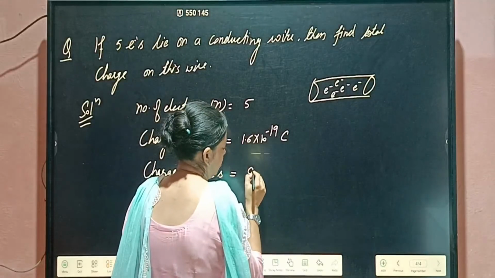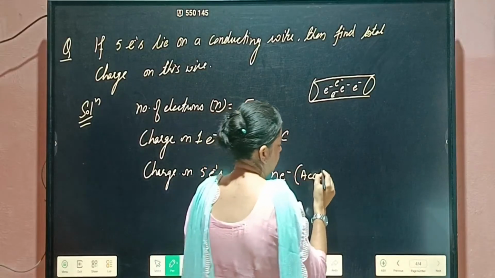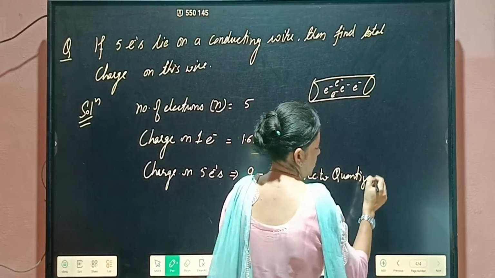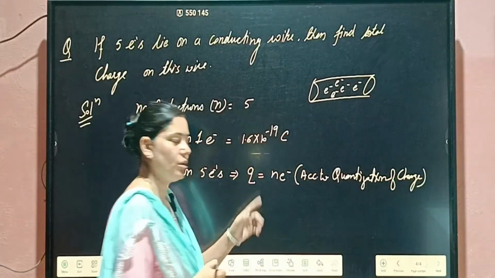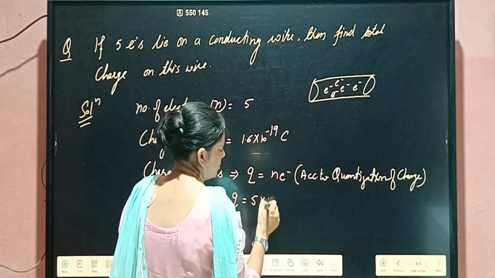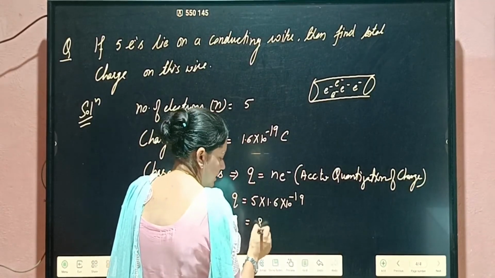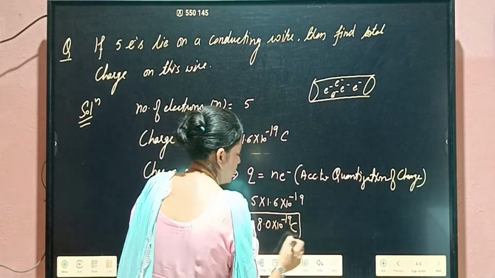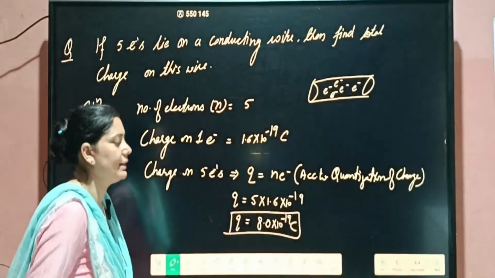Q equal to n e, according to quantization of charge. So here Q equals n e. So the total charge we can write: Q, number of electrons 5, and e is 1.6 into 10 raised to power minus 19. So here we can write 8.0 into 10 raised to power minus 19 coulomb. Q will be equal to this one. It will be the total charge available on any conducting surface.